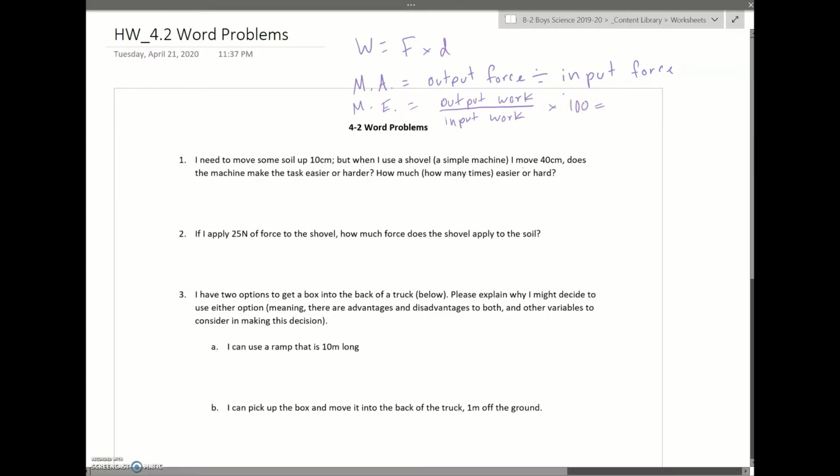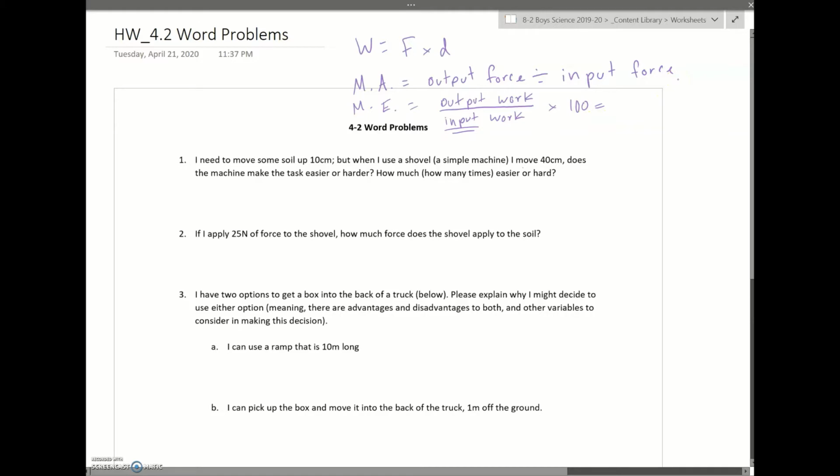This one makes sense because output work is going to be less than input work, because some of the work that you input onto the machine will be lost due to friction. So the numerator would be a little bit smaller, depending on how efficient the machine is, but the numerator will be smaller than the denominator, which will give you a fraction. You'll multiply that number by 100 to get a percent.